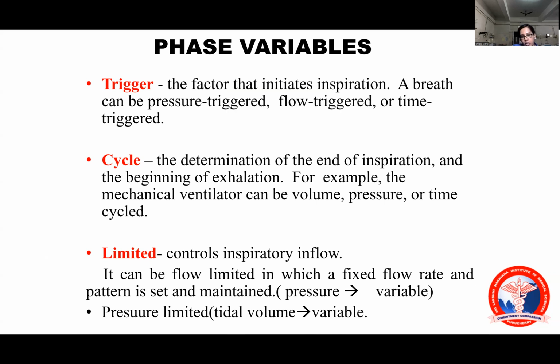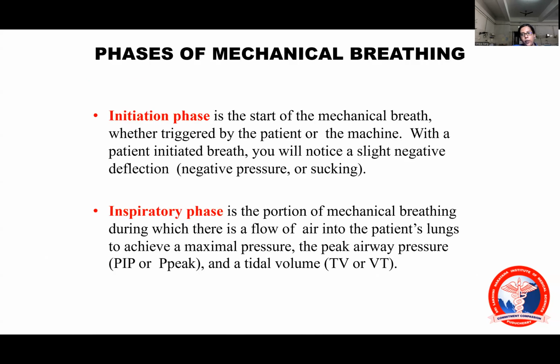For example, a mechanical ventilator can be volume cycled, pressure cycled, or time cycled. Coming to limits, which control inspiratory flow: how much flow is required? It can be flow limited, so once the adequate flow is achieved, it will stop providing it. Or it could be pressure limited: once adequate pressure is delivered to prevent further barotrauma, it will stop providing the increased pressure.